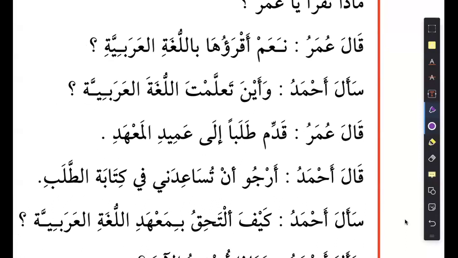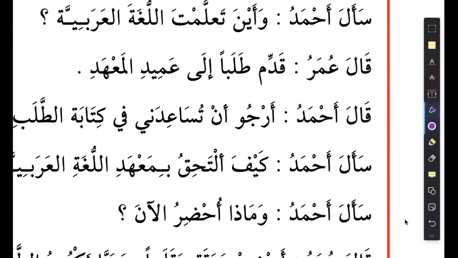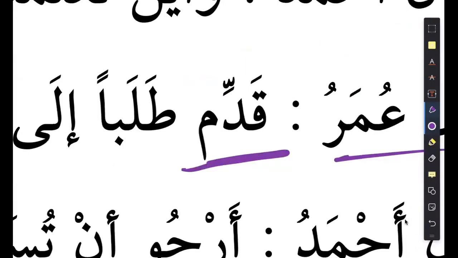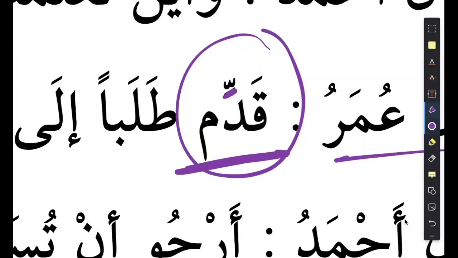I'm just trying to find if there's any sentence that requires a little bit of attention. Okay, so here it says, قال عمر قدم طلبا إلى عميد المعهد. Here's a verb. A few questions about this verb. Is it present tense, past tense, or command verb? Okay, command verb. Excellent. So can this word be past tense? No. Why not? Exactly. Because we have a kasra here. The past tense will not have a kasra. Taqaddama is the past tense. The past tense will be fatha. Taqaddama yataqaddimu. That is the verb. So we cannot say this can be a past tense, okay?